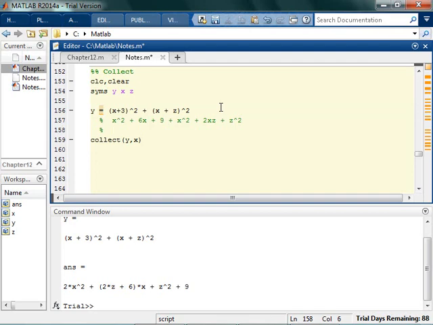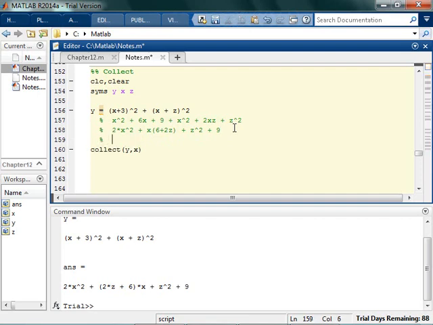So basically I said, I want you to collect y, the equation y, and I want you to collect the x terms. So basically I'm going to get 2x squared, and then what else has an x? I'm going to factor the x out of here and here. If I factor the x out, I should get 6 plus 2z, and then I get z squared plus 9 left over, and that's exactly what I got. Just in a different order, it's 2z plus 6. So basically I'm going to collect everything in terms of coefficients of x.